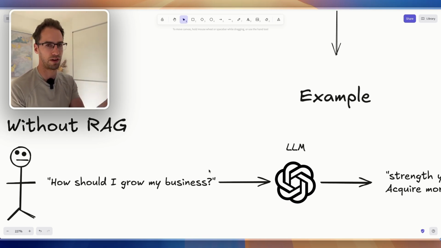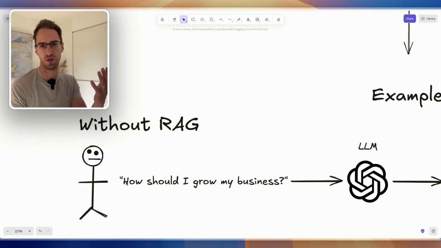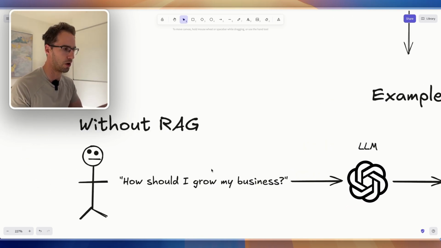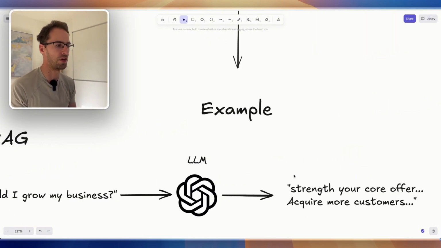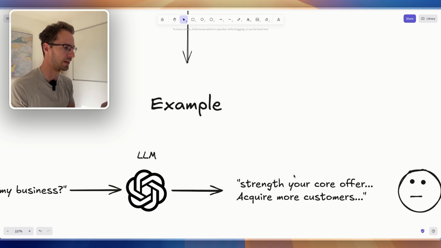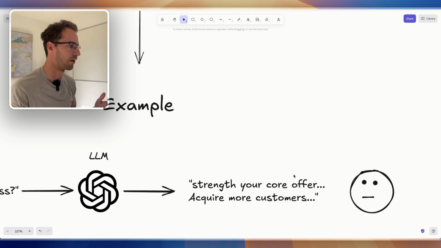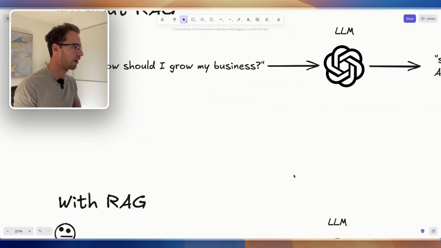So a quick example. This is life without RAG. Basically, if you went to GPT or an LLM and said, how should I grow my business? It's going to send that to the LLM, and the LLM is going to generate a response. And it's not going to be very helpful. I did this morning, and it said, strengthen your core offer, acquire more customers. Not very helpful.